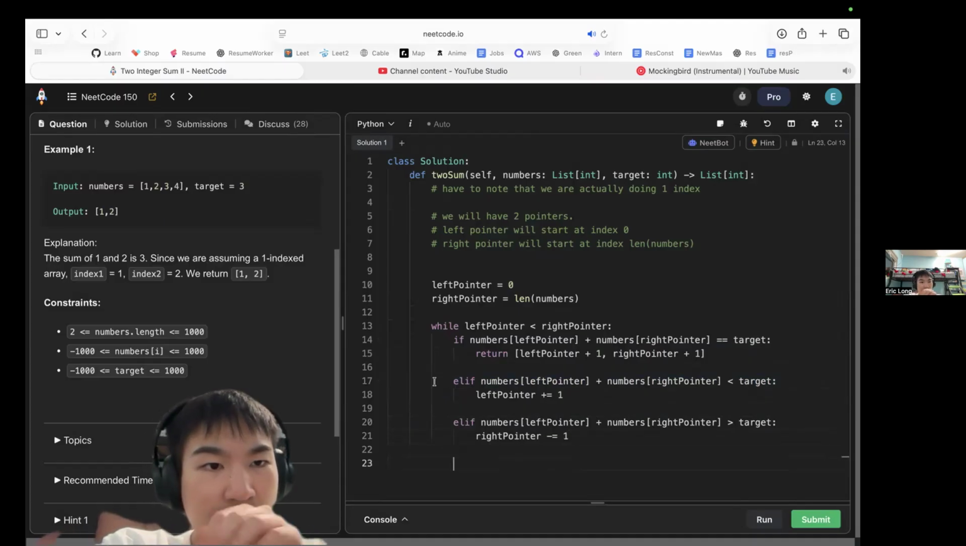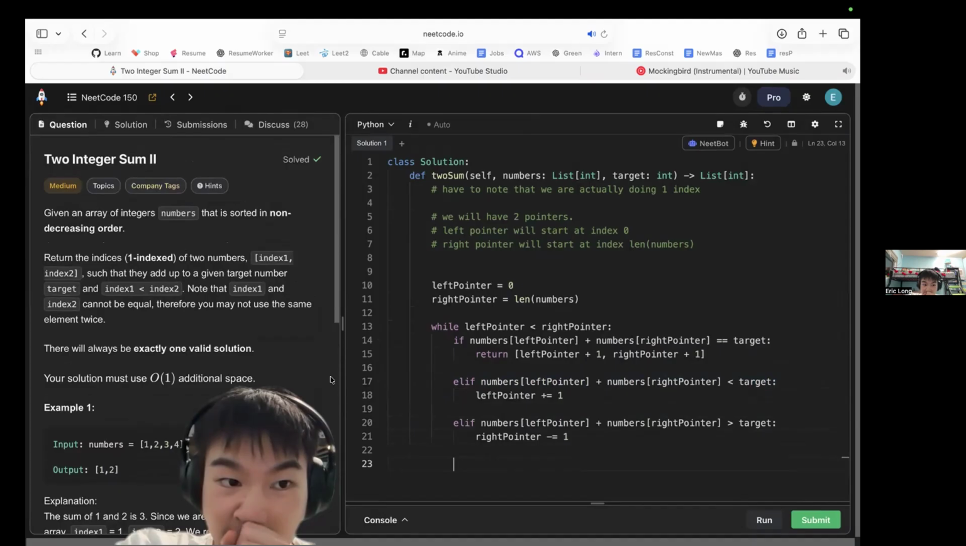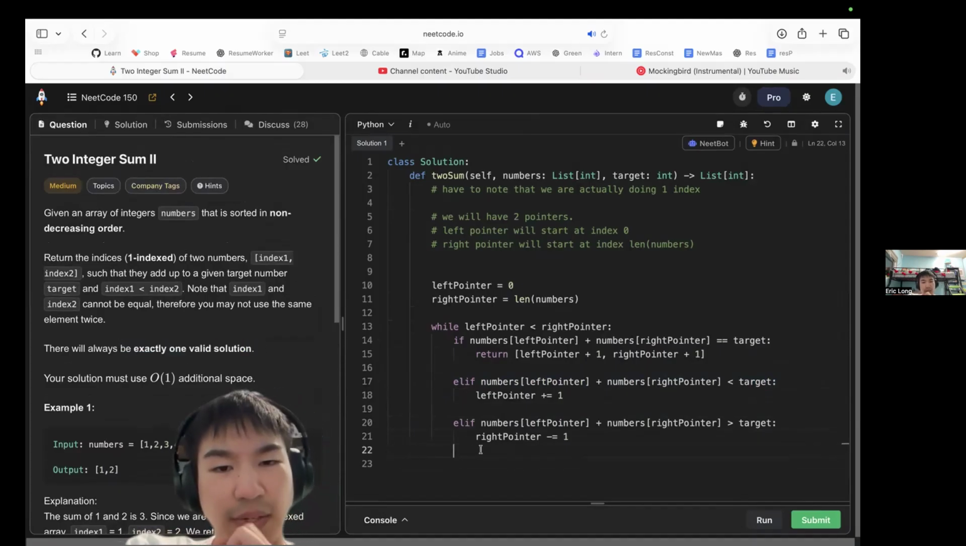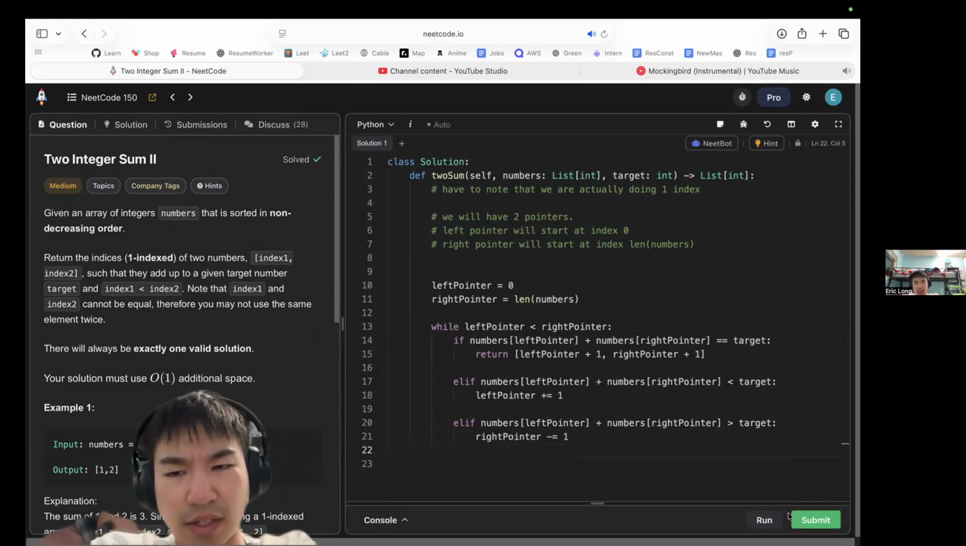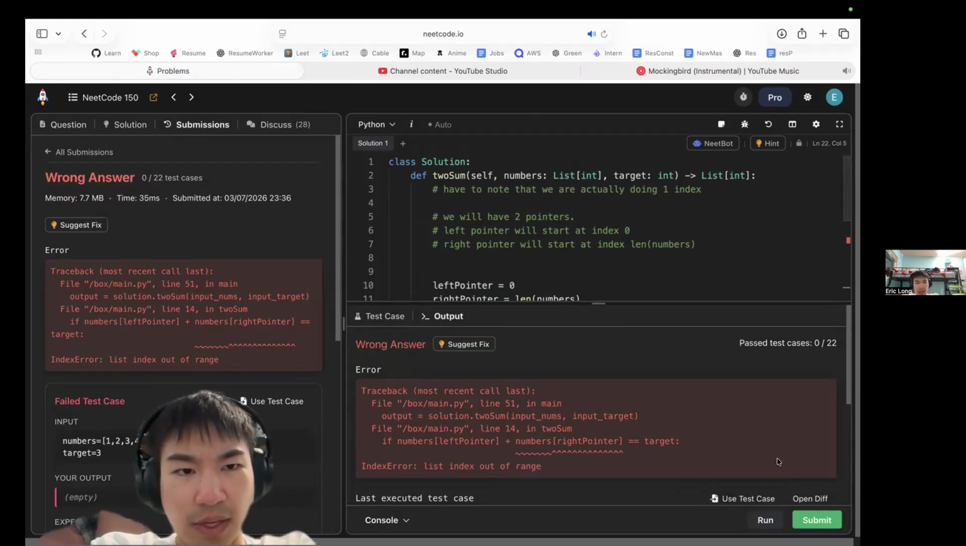And yeah, are we guaranteed to have a solution? Yeah, there's exactly one solution, so we don't have to put a return statement, because we could safely assume that there will be one. And this should work. Let's go ahead and submit it, and we got a problem.